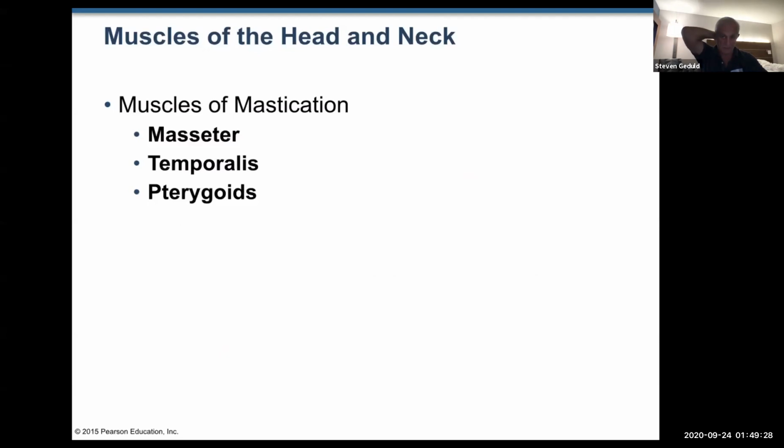Muscles of mastication. Chewing. Masseter is your main muscle of mastication. This is your main muscle that allows you to chew. The average person bites with about 300 PSI, pounds per square inch. That's a lot of force. The average denture wearer bites with 5 PSI. That's a big difference.